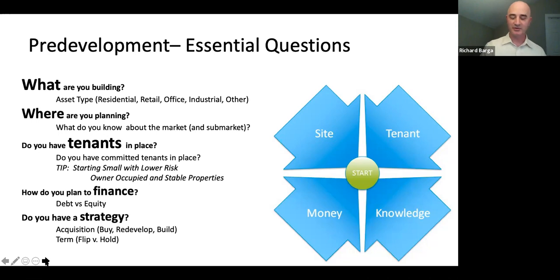And then, what's your strategy here? Are you thinking about a building or a property as just to acquire it, to buy it, to redevelop it, or to build on it, or are you thinking about it as what we call a flip or a hold, right? Are you buying it because it's an investment and you know that somebody's going to pay you more money for it? Or are you planning on buying it and holding the property over a long time? So thinking about those types of questions is tantamount to getting the process going.